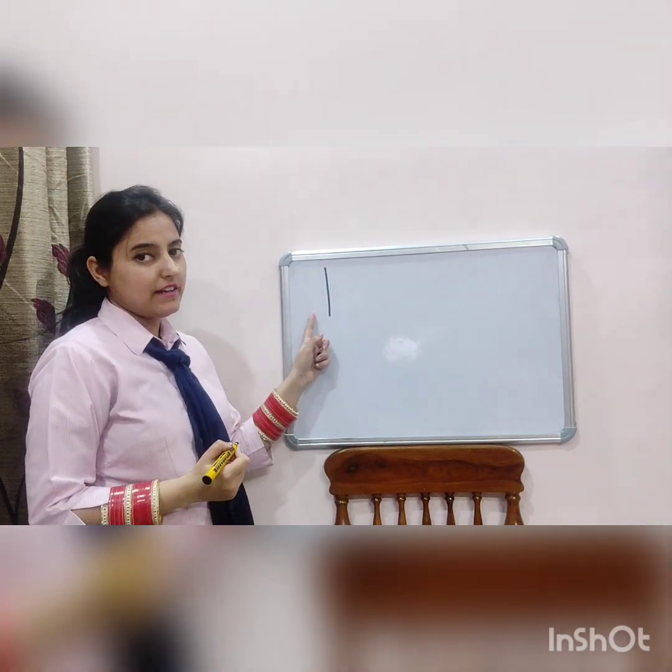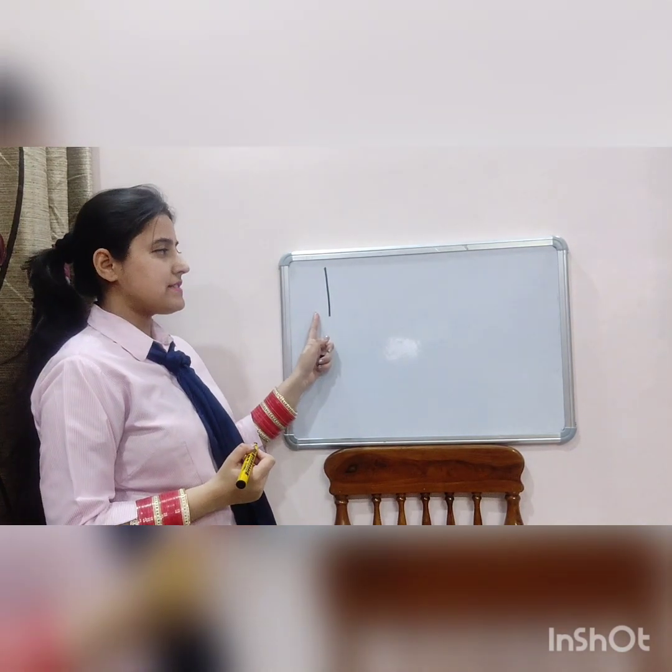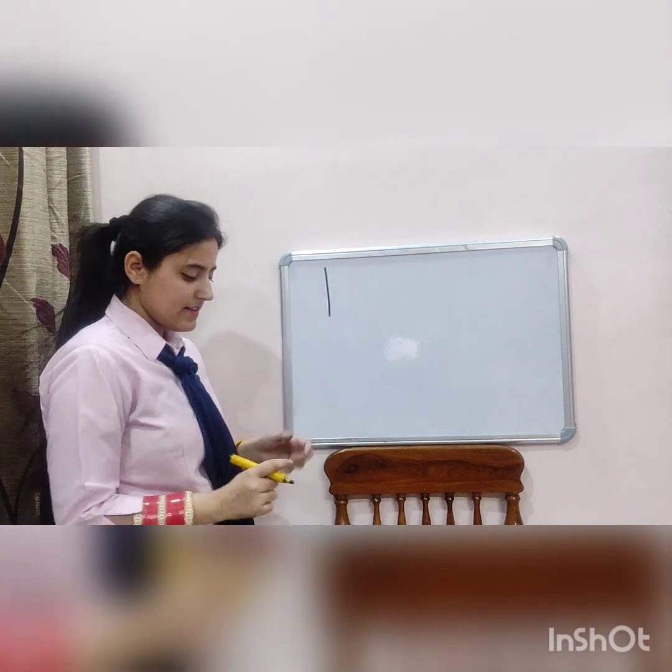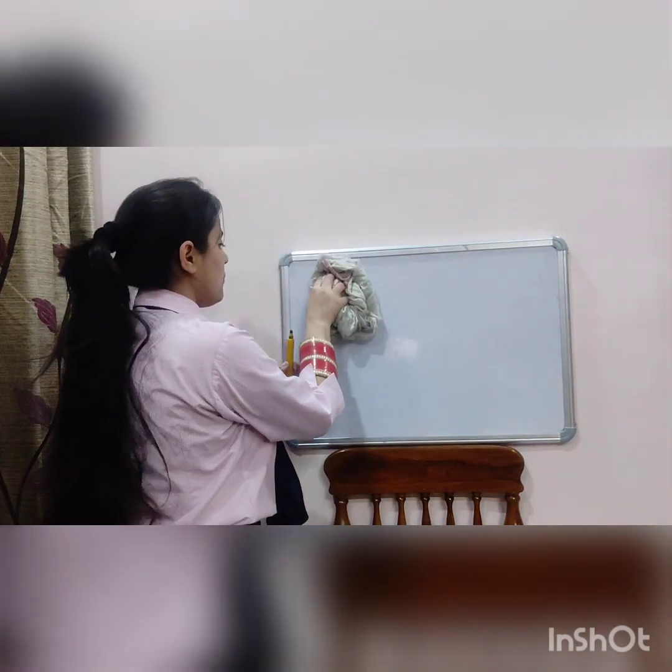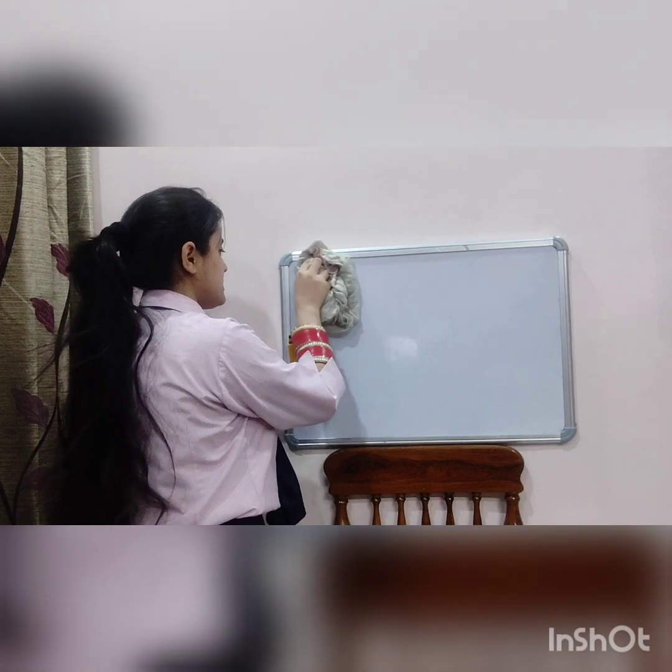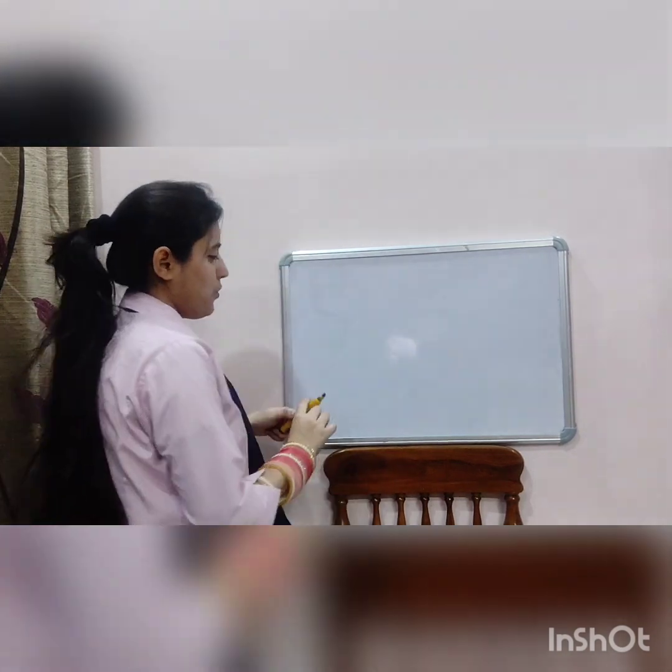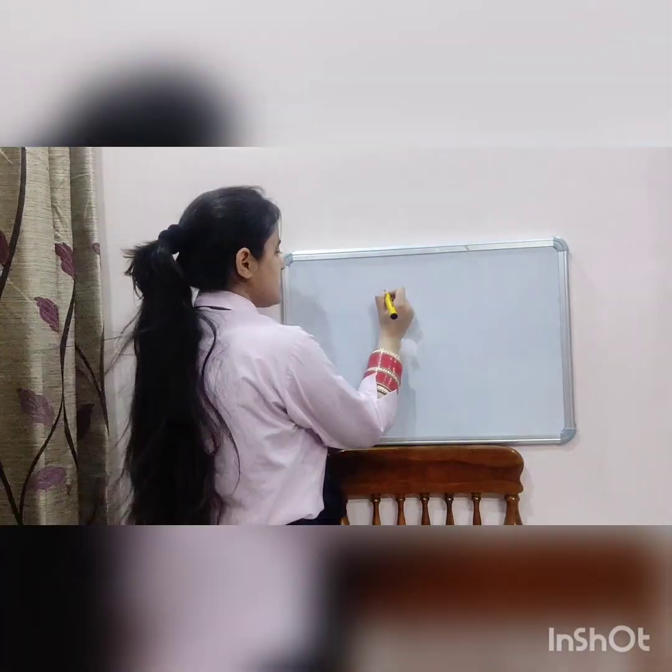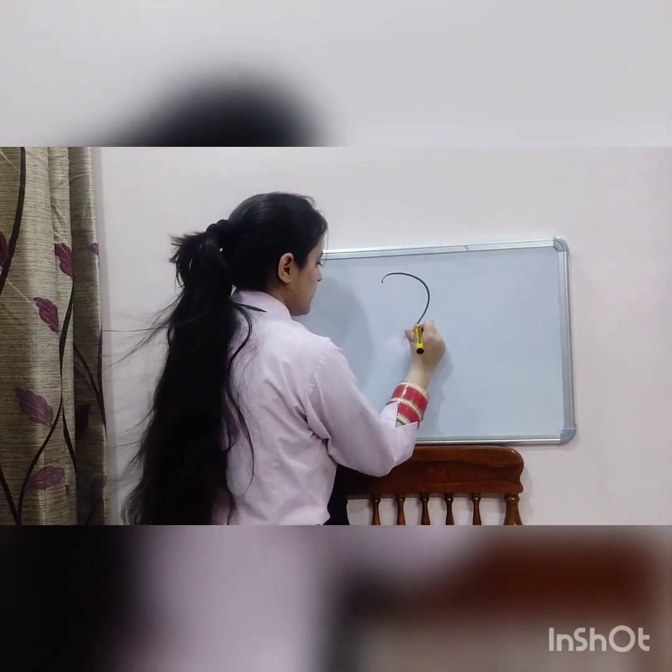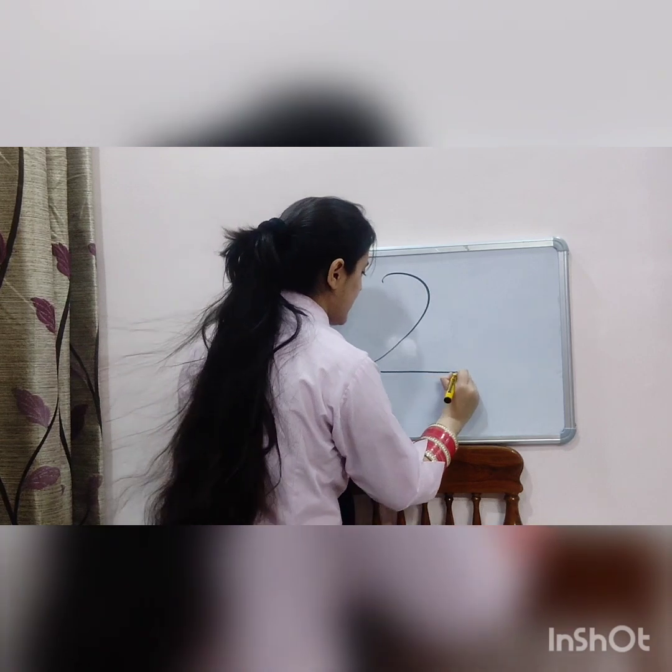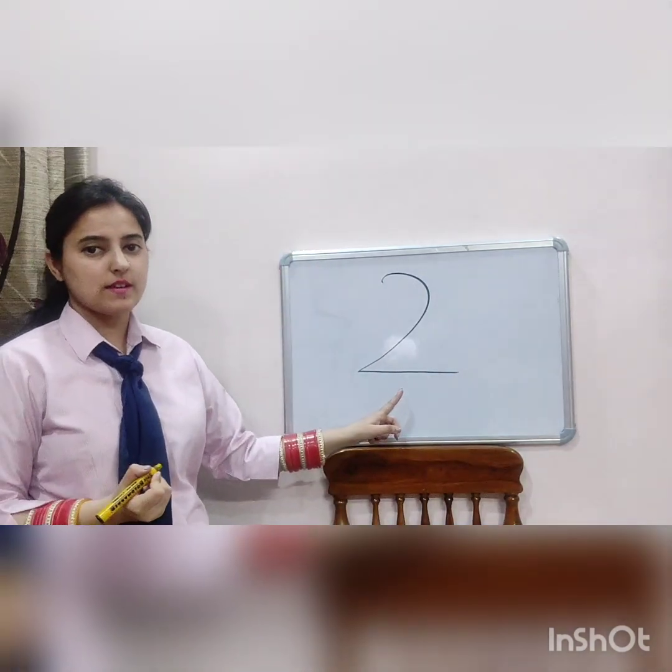This is number 1. Which number is this? This is number 1. Which number is this? This is number 1. And which number is this? A curve and a sleeping line. Which number is this?